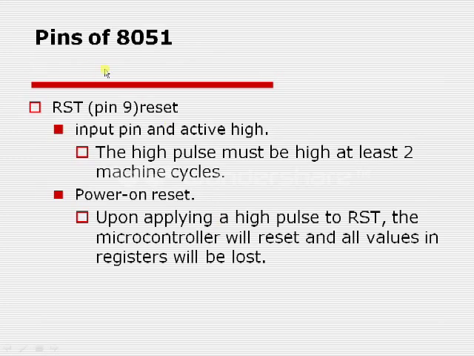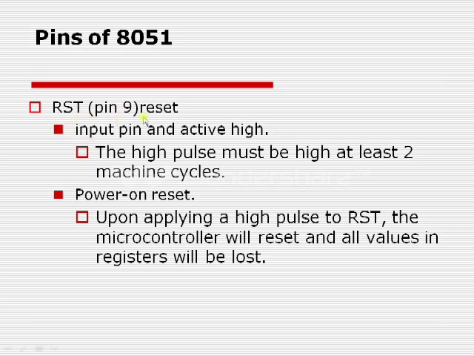Now let us see the pins of 8051. As you can see, there is one pin which is reset. This is the 9th pin. It is similar to the restart switch which we have for every kind of computer, mainly used for restarting or rebooting the computer. In the same way, reset is the pin which is mainly used for resetting the controller. What happens when you reset the controller? Whenever we reset the controller, all the registers inside the controller will be initialized to 0, or else to a defined value, except some registers.